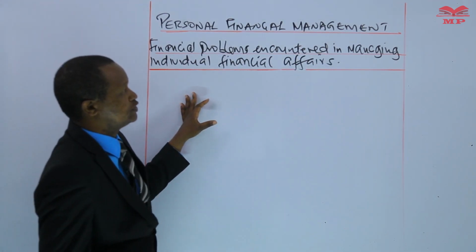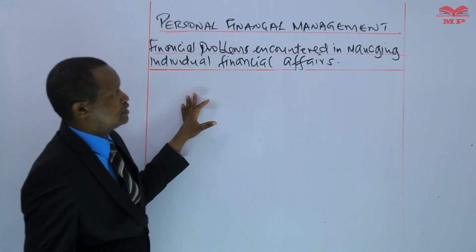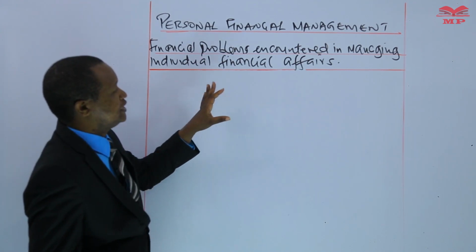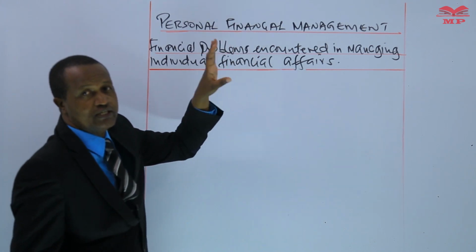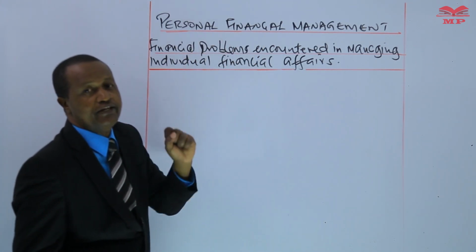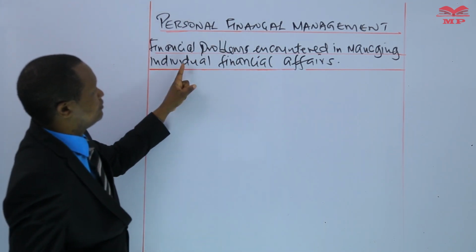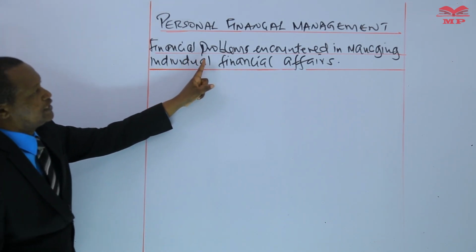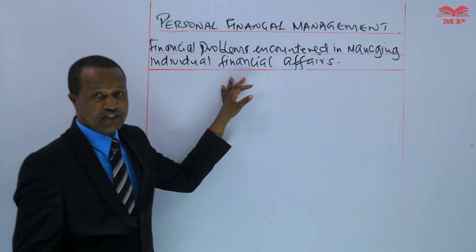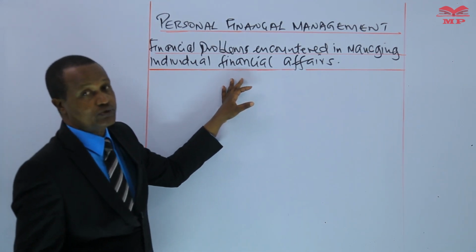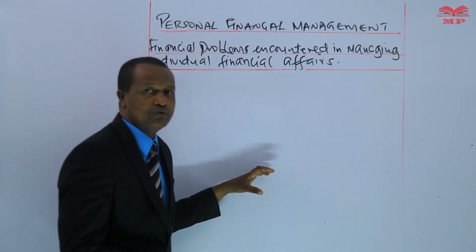Personal financial management. Now, in studying personal financial management, we're going to look at 5 key areas. One of them is financial problems encountered in managing individual financial affairs. That is what we are going to study in our today's lesson.